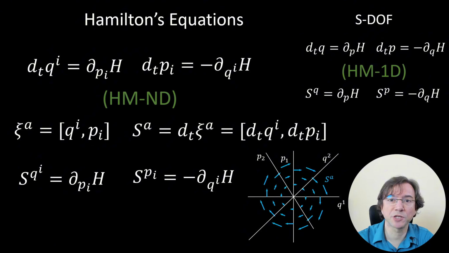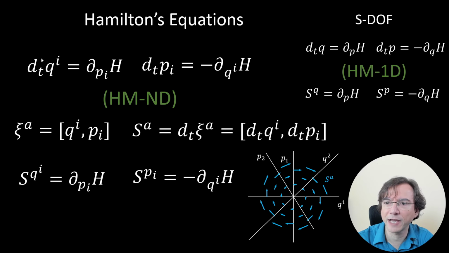So let's get started. First, let's review Hamilton's equations for multiple degrees of freedom. We're going to use this very compact notation. The derivative of position with respect to time is equal to the partial derivative of the Hamiltonian with respect to momentum, and the derivative of momentum with respect to time is equal to minus the partial derivative of the Hamiltonian with respect to position. These are exactly the same as the single degree of freedom, except that instead of having two equations, we have two equations for each degree of freedom.